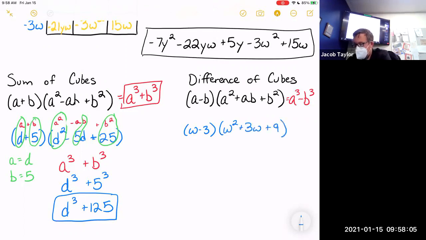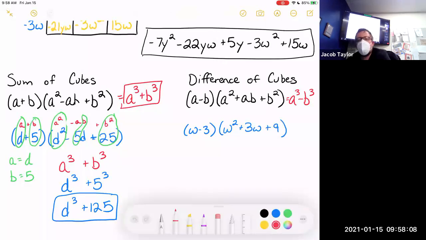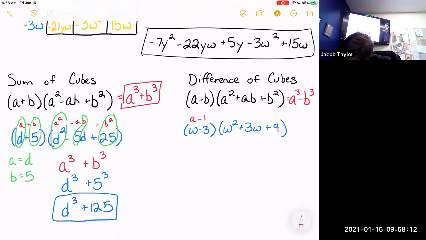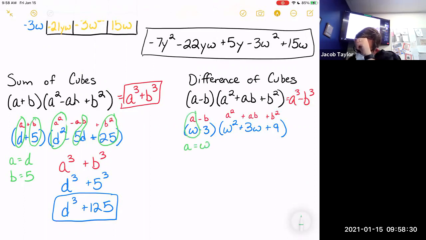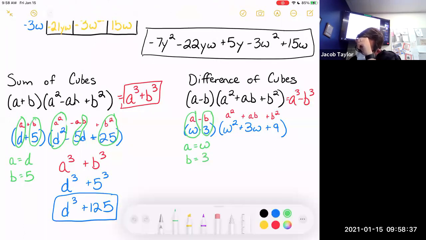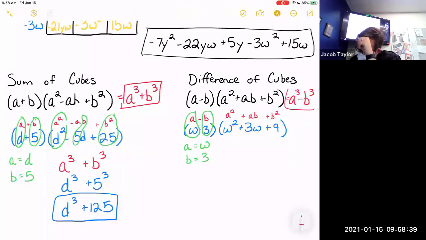Let's try this one. This is a difference of cubes. Difference because the first set of parentheses has a minus sign instead of a plus sign. So this is a minus b, a squared plus ab plus b squared. So what's the value of a in this problem? W. And what's the value of b in this problem? 3. So the answer is a cubed minus b cubed.